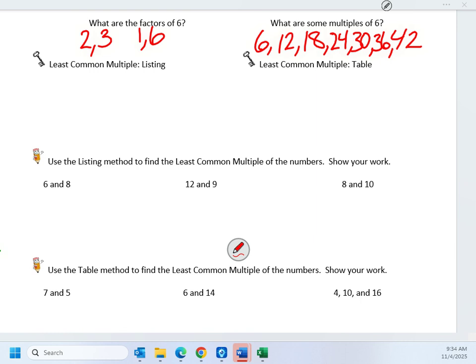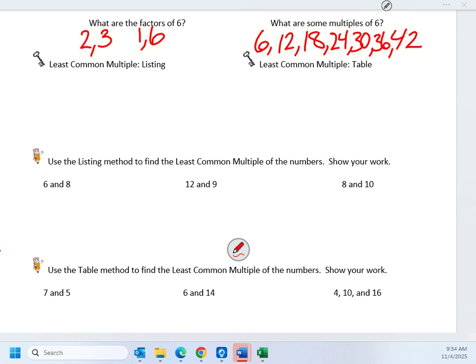So we have 2 different methods that we're going to use to find our least common multiple. Our first one is the listing method. We use listing with our greatest common factors where we were listing all the possible factors. Do we want to list all the possible multiples? What do you think? Should we list all possible multiples? Yes or no? Show me your thumbs. I see a lot of thumbs up, couple thumbs down.